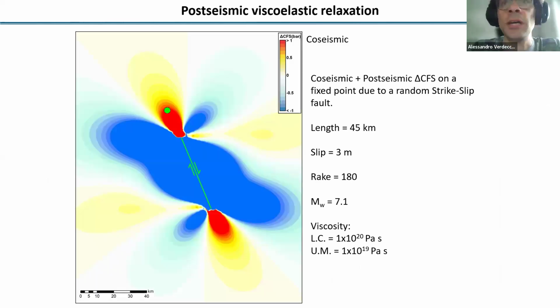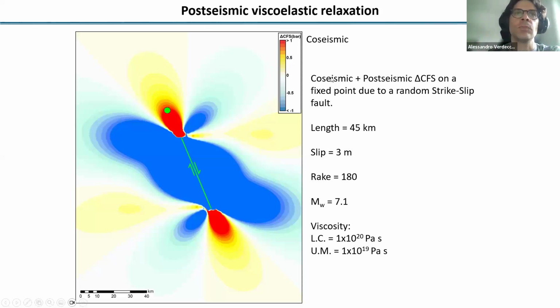Okay, now I'm going to talk about my favorite topic in this case, which is the topic where I did most of my work in terms of Coulomb stress changes, which is the post-seismic viscoelastic relaxation. I want to show you this simple example where we have, again, a strike-slip fault producing a magnitude 7.1 earthquake. And this is the coseismic effect. I want you to focus on the green dot, if you can see it, it is right here. Sorry again for the colors.